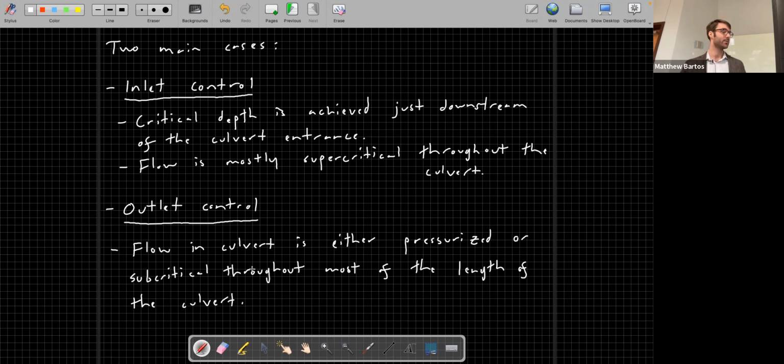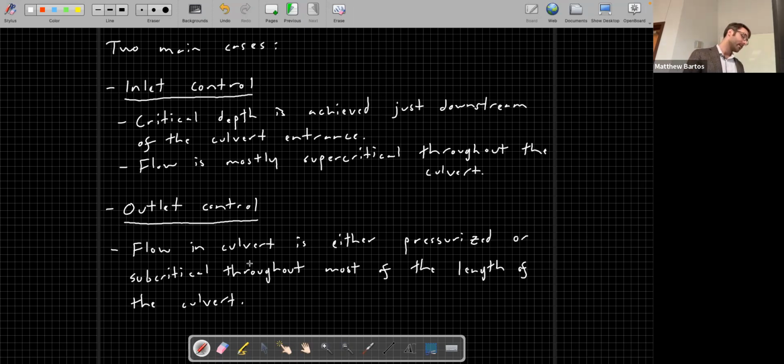And this case is in general much more difficult to analyze and design for, because if you have outlet control, you need to essentially reconstruct the water surface profile throughout the entire culvert. You can't just look at the discharge and depth at a single point like you can for inlet control. You have to essentially perform a full water surface profile analysis to analyze the behavior of the culvert. So outlet control is the much more difficult of the two cases.